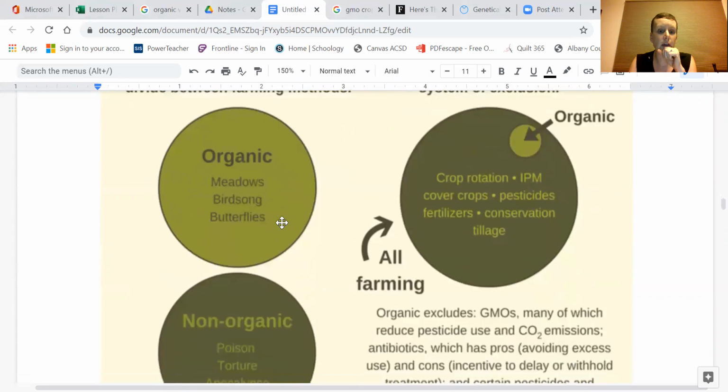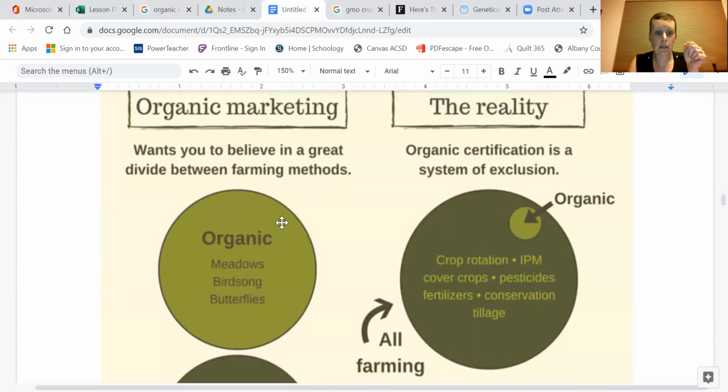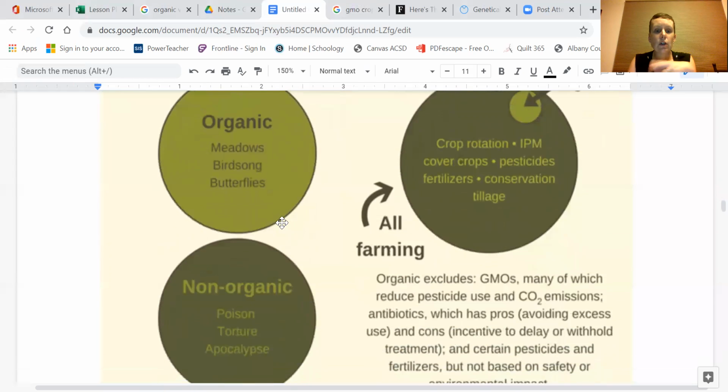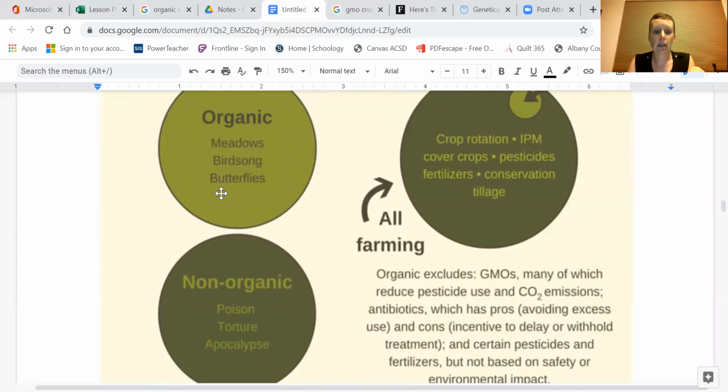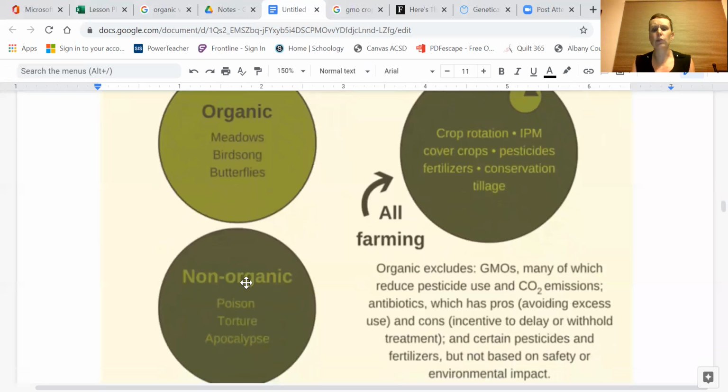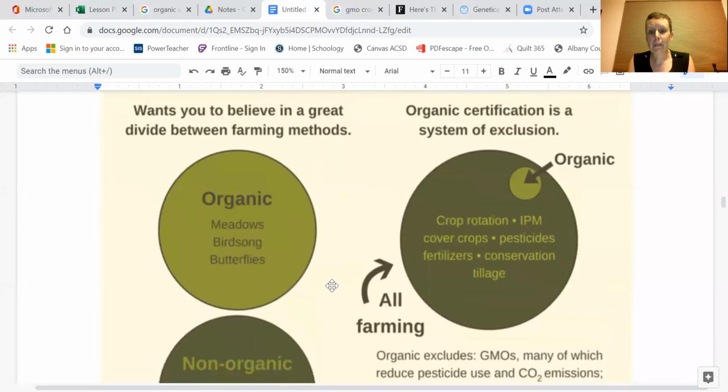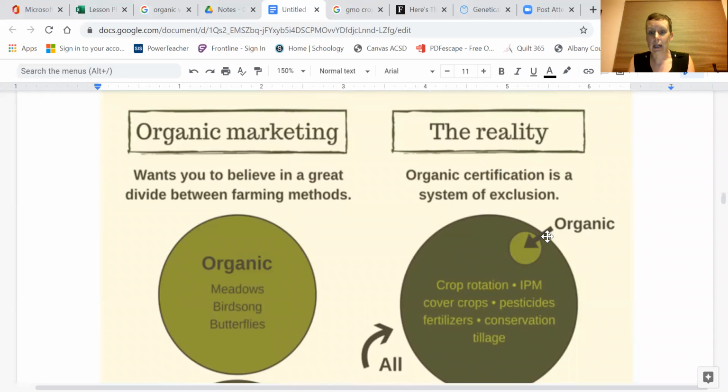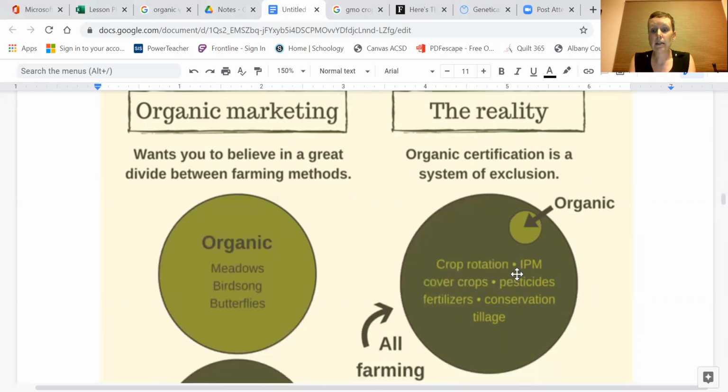So if you've ever seen organic advertisements, it wants you to believe that there's this huge difference between organic and non-organic. You might see some advertisement for organic making you feel like it's all natural and butterflies and rainbows, and non-organic is poison and torture and danger and all that. But in reality, if we look at organic certification, it is excluding a lot of things. That doesn't necessarily mean those things are bad, but it does exclude a lot of things.